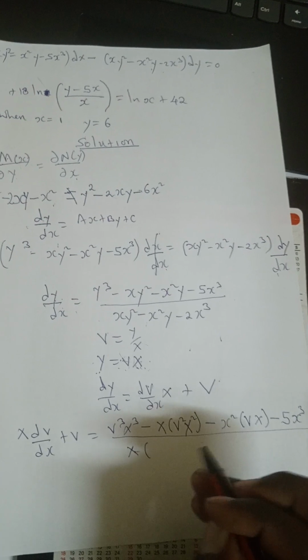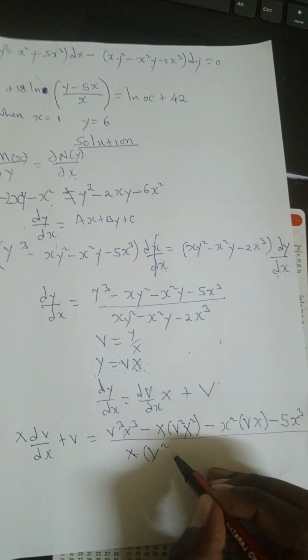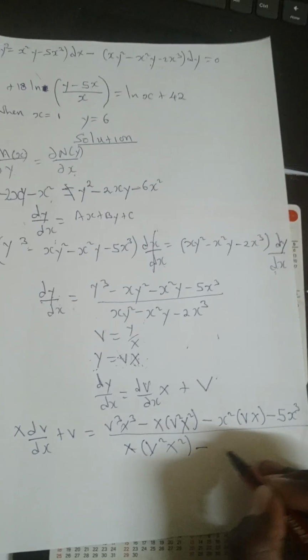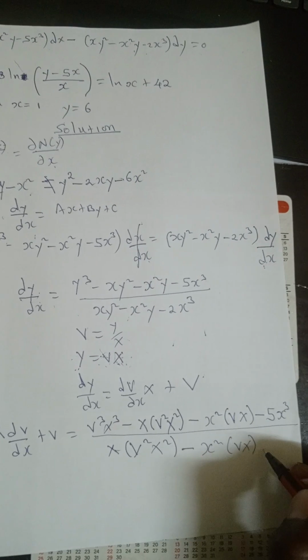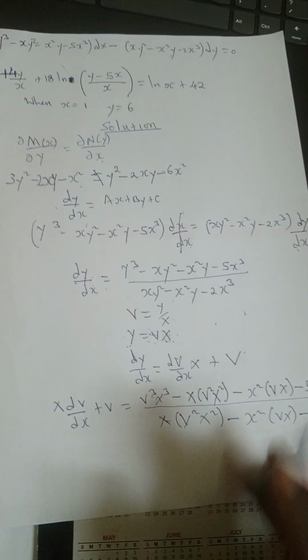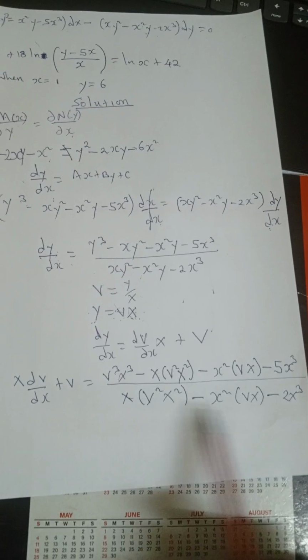x, where there is y, I'm going to put vx. Then we subtract x squared, where there is y, vx. Subtract 2x cubed. Now we are going to simplify by multiplying these brackets.